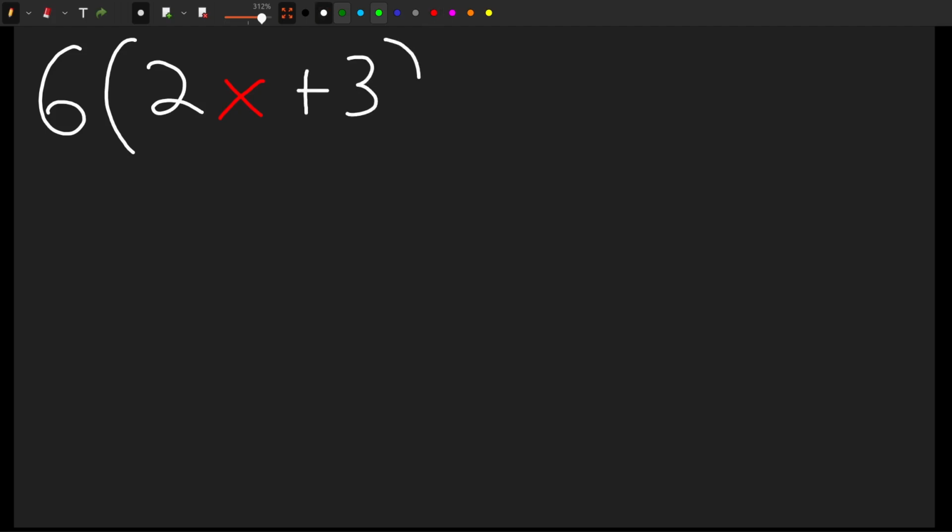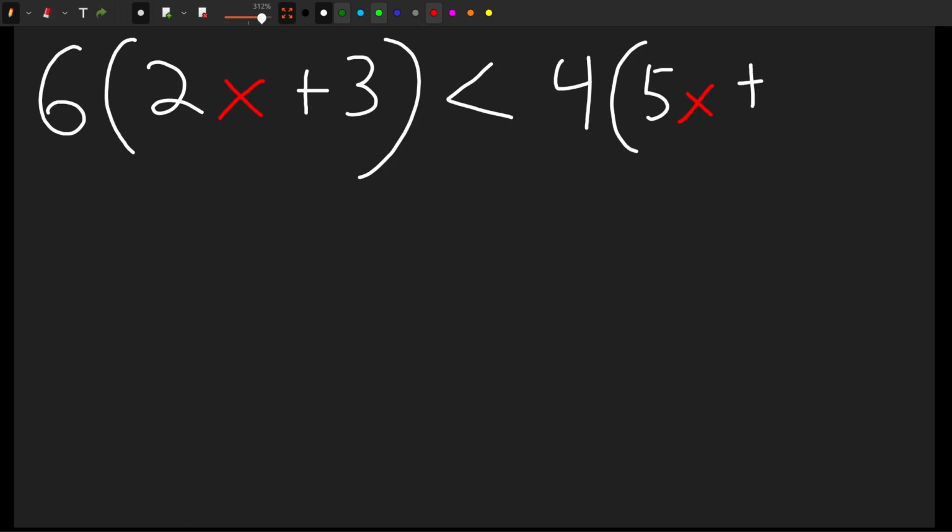So we're going to write down this problem, then we'll go ahead and solve it. We're going to have 6 times the group of 2x plus 3, in parentheses, is less than 4 times the group of 5x plus 7, in parentheses, minus 4. All right.